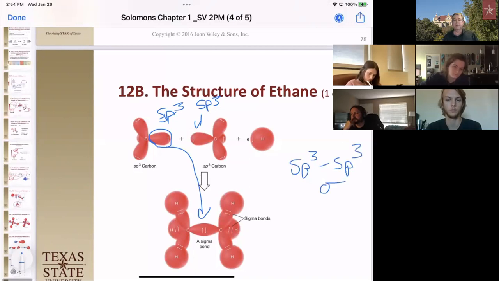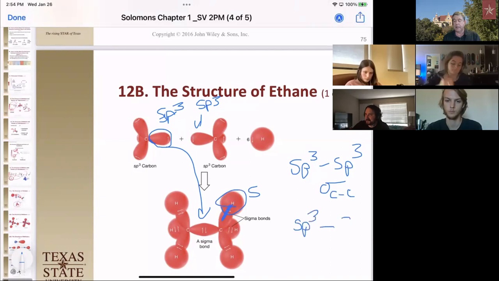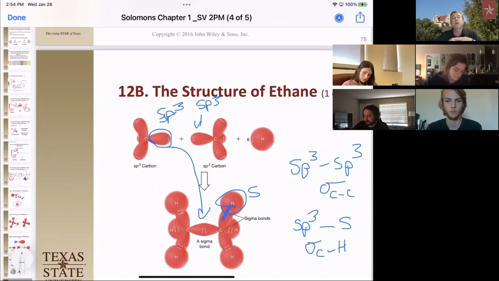And that generates this sigma bond, which is an sp3 sigma bond. Now we don't have that exact same thing happening when we bond carbon to hydrogen, right? Hydrogen only has an s orbital. So that means the sigma bond between the carbon and the hydrogen is going to be sp3 for the carbon, s for the hydrogen. Different types of orbitals combine with different types of orbitals. As long as they're sharing electrons and overlapping in between the nuclei, we have a sigma bond.